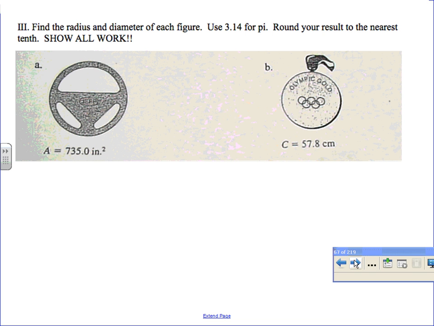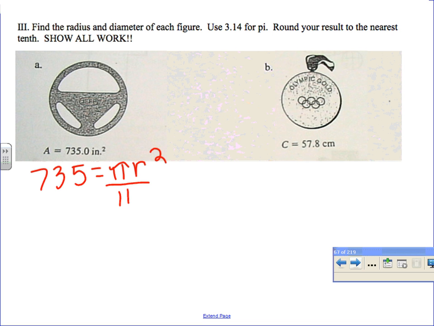Okay, Roman numeral number 3, letter A. So we have a Jeep steering wheel, at least that's what it looks like on mine. We need to find the radius and the diameter. Okay, it says again, use 3.14 for pi, round to the nearest tenth. So now we're given area. So we have area, which is 735, equals pi r squared. We need to find radius and diameter. Very first thing you need to do is get rid of pi. So we need to divide both sides by 3.14. I'm going to leave it as pi, but you're really taking 735 divided by 3.14.